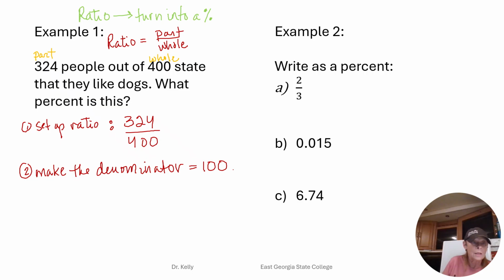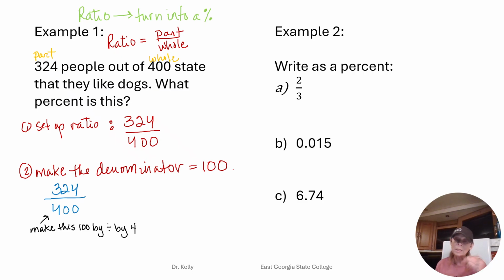So let's take a look here. We have 324 over 400. So the idea is to get the denominator to 100 by dividing by 4, right? Now, what you do to a denominator, you have to do to a numerator, or you've changed the number altogether and it's not the same anymore. So we're going to divide the denominator by 4, and we're also going to divide the numerator by 4.